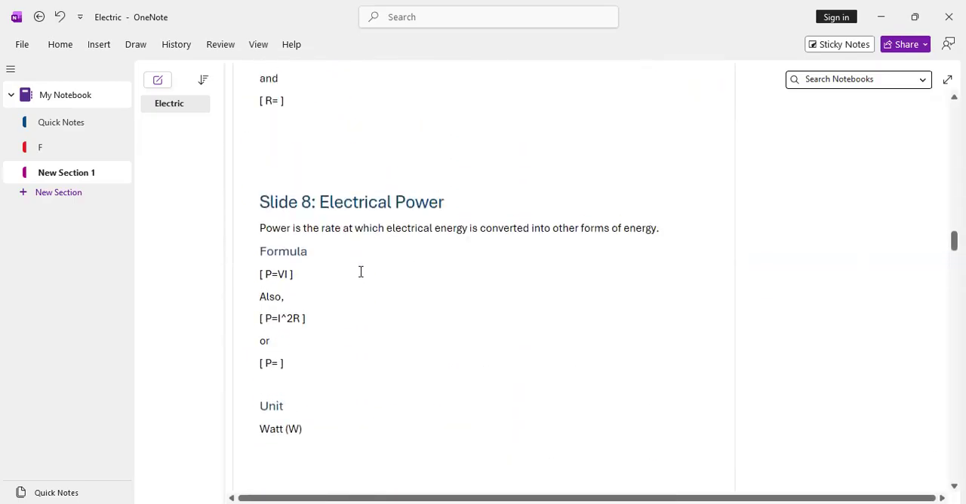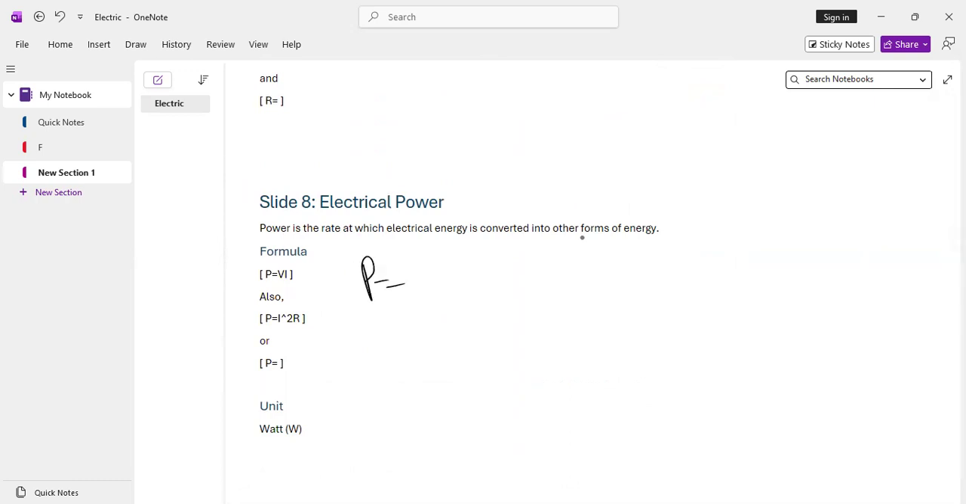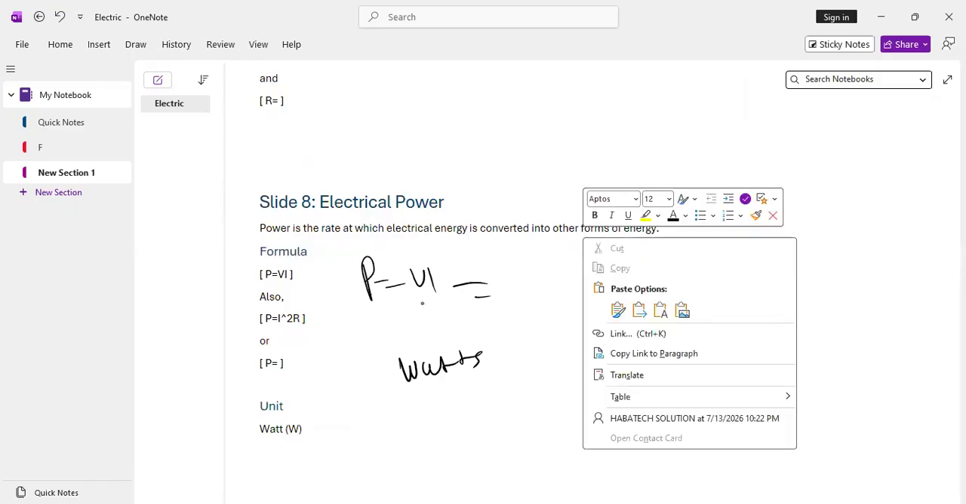So, electric power. Power is the rate at which electric energy is converted into other forms of energy. That's what we mean by power: the rate at which electric energy is converted to another form of energy. So P is equal to VI. Of course, the SI unit is watts.